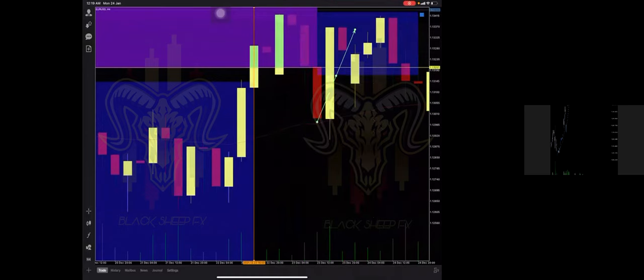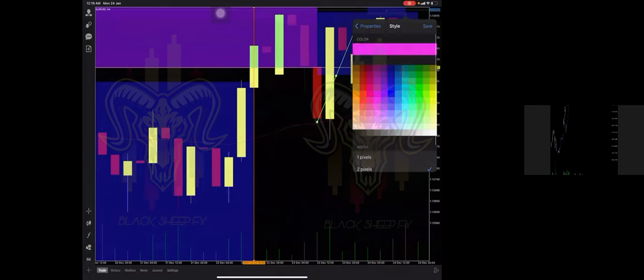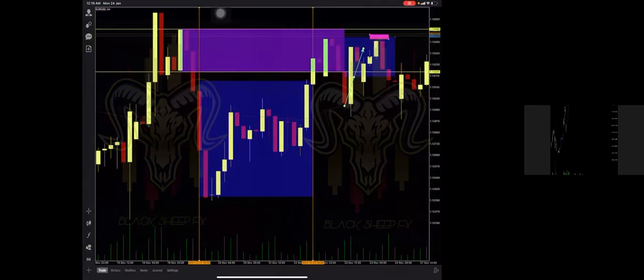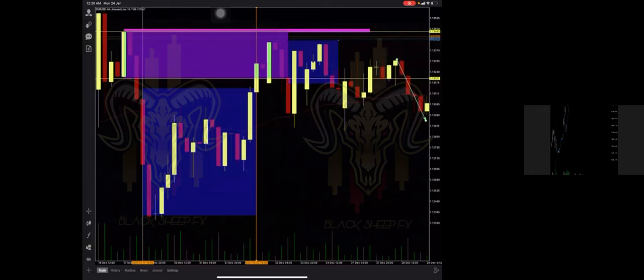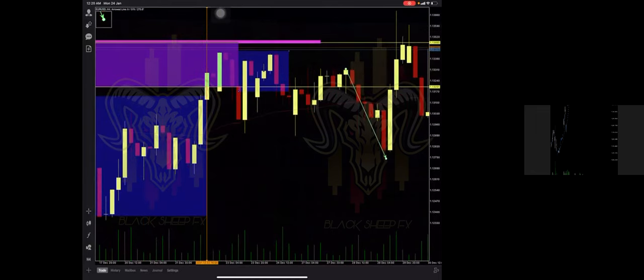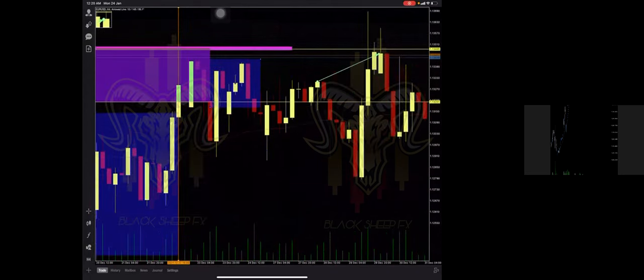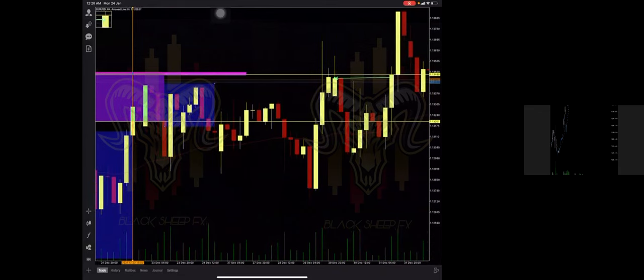As long as it doesn't break the higher region, let me mark the pink box. As long as it respects the highest point of the purple box, it will not fly. So from here, it drops back down 50 pips, comes back up, drops back down 60 pips, comes back up, drops back down 14 pips. What happened here?